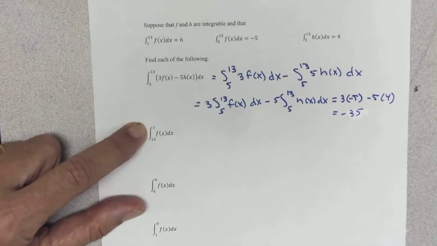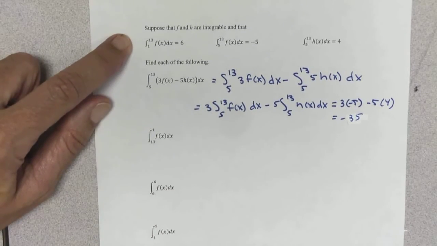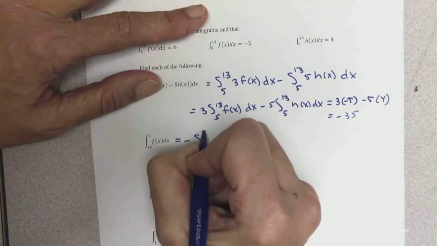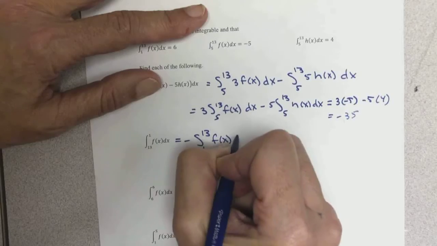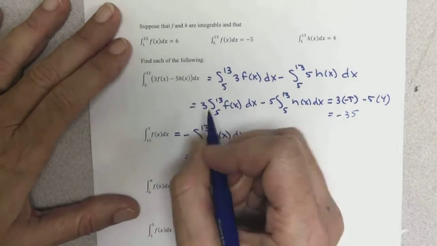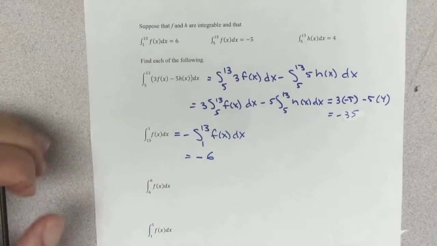The integral from 13 to 1 of f of x. I was given 1 to 13. Well, that's easy enough to fix. I can interchange the limits as long as I negate the integral. So I have 1 to 13, so change it to 1 to 13 as long as I negate the integral. And so that's going to give me negative 6.